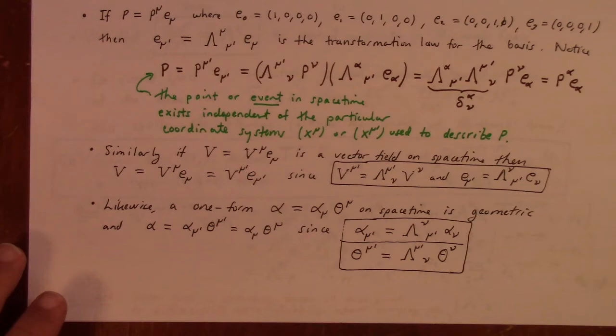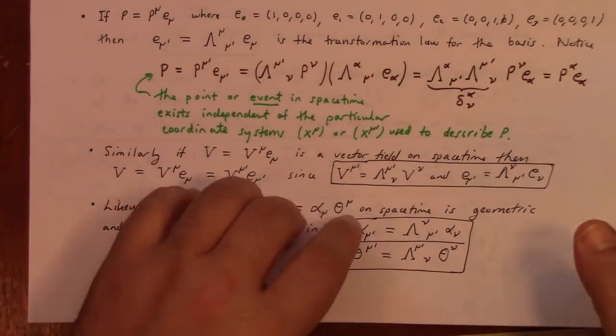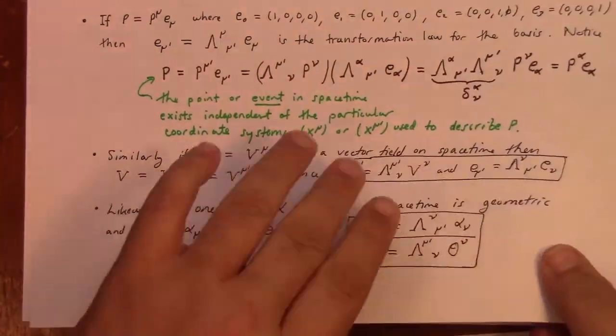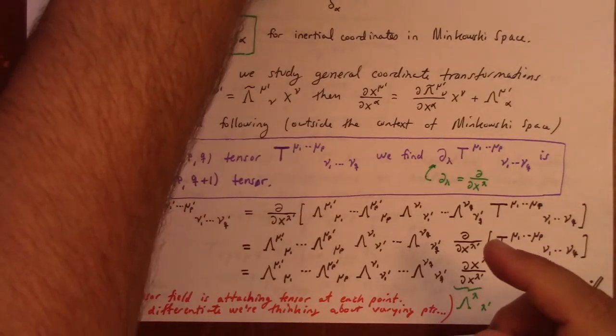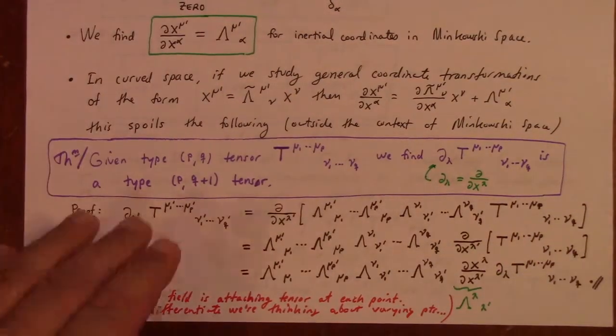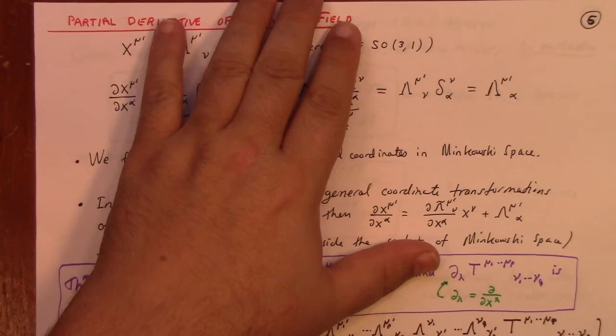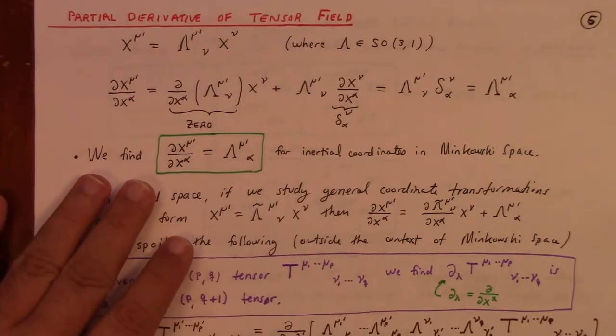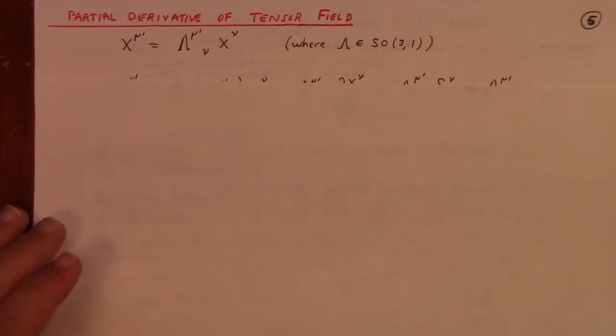And by the way, this is nothing special to special relativity. This is a general facet of linear algebra. When we study coordinate change, the components of a vector transform inverse to the basis of the vector. All right. Let's talk about partial derivatives of a tensor field.